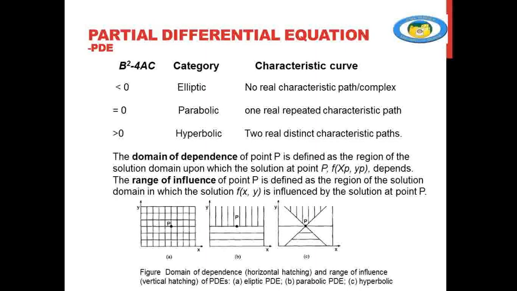In the case of parabolic, all the present and past times would form the domain of dependence. All the present and future times would characterize the range of influence.